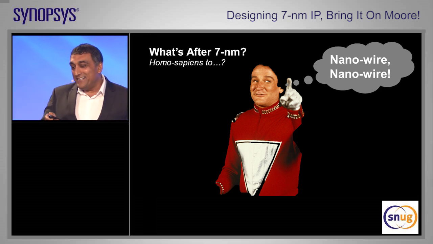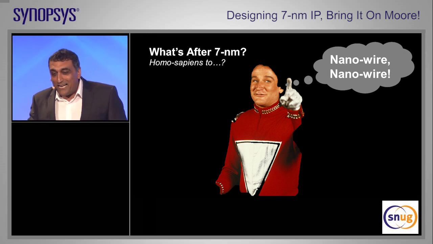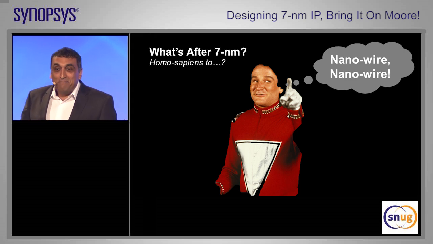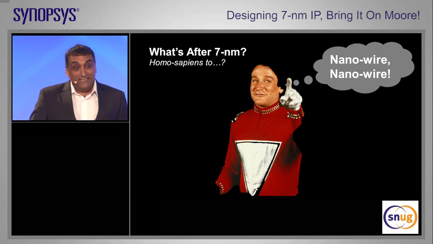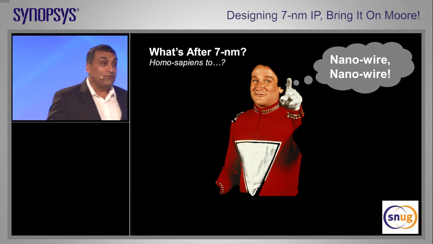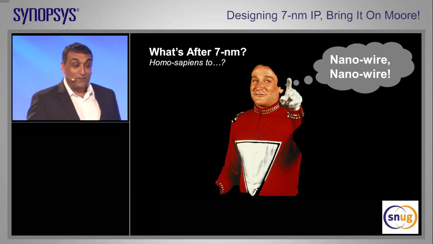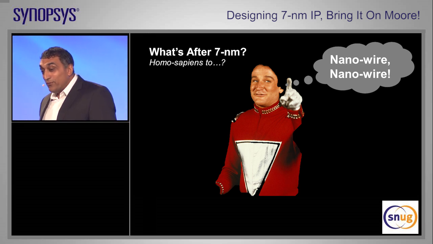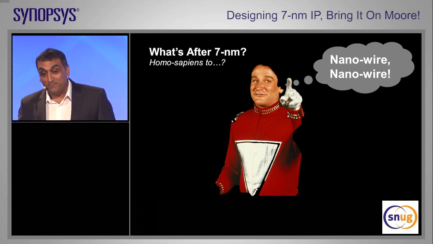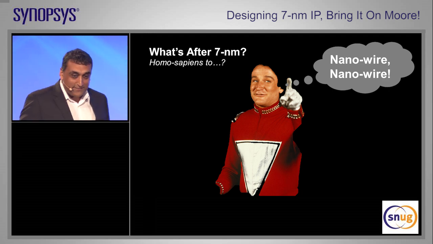So what happened here is that what's after 7 nanometers? Mork used to say nano, nano, but he should have said nanowire, nanowire. So what comes after 7 nanometers, from my perspective, according to my friend here, Mork from Ork, it's going to be nanowires. So this is Robin Williams, rest in peace.